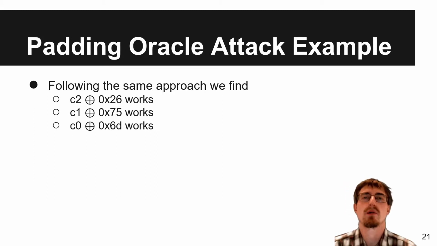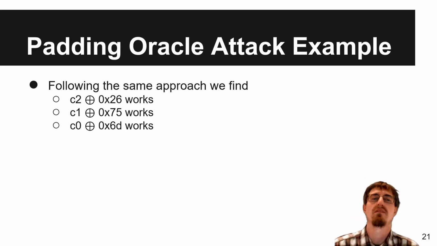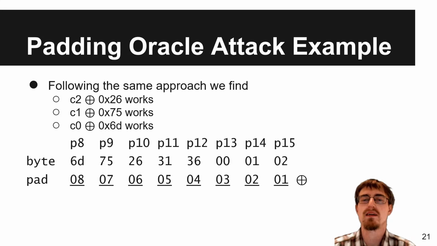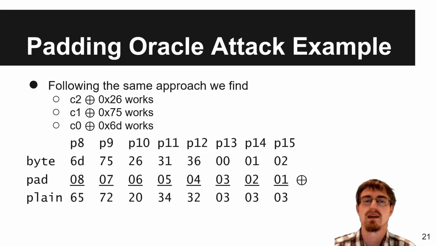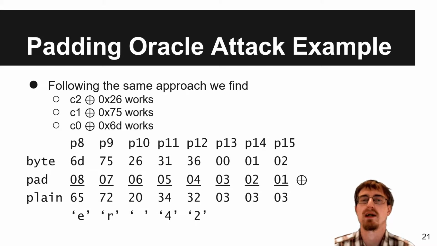We can use the same approach, and I will leave this as an exercise to the reader, to figure out what the other bytes of the ciphertext actually are. And we find that the values are like this. So now we can take a look at the values that are found. So we have the bytes, we have the padding, and this results in the plaintext. Now, we figure out that the plaintext is ER space 42, followed by the padding of 3 bytes.